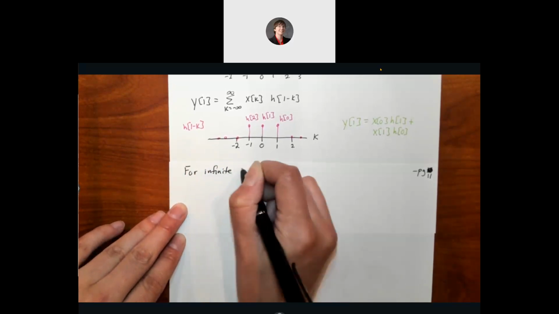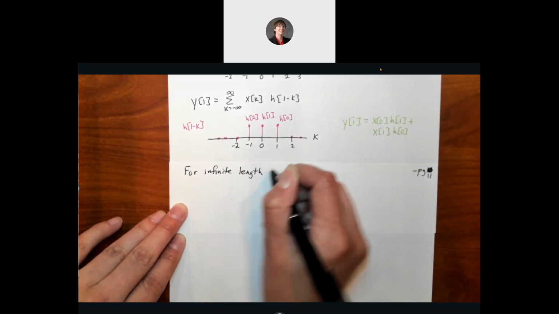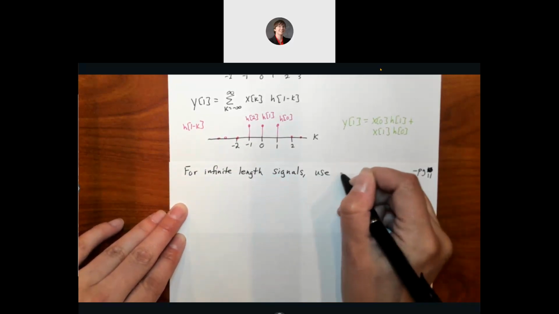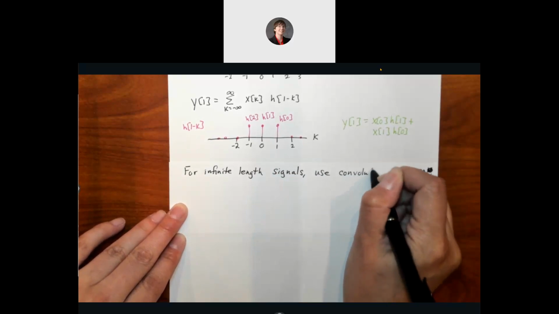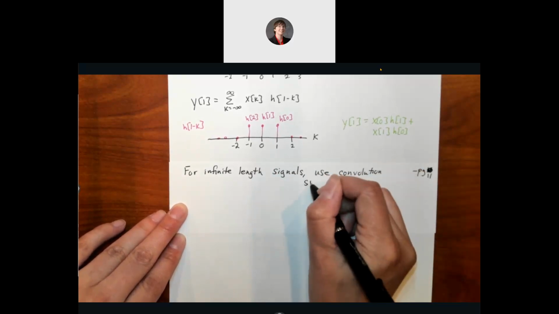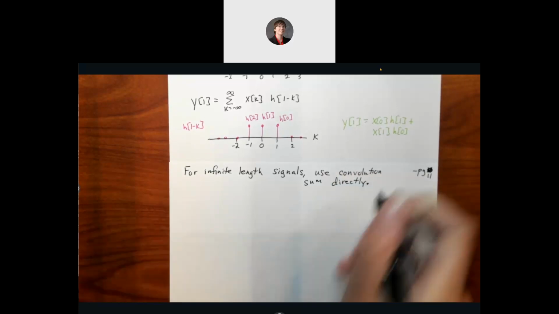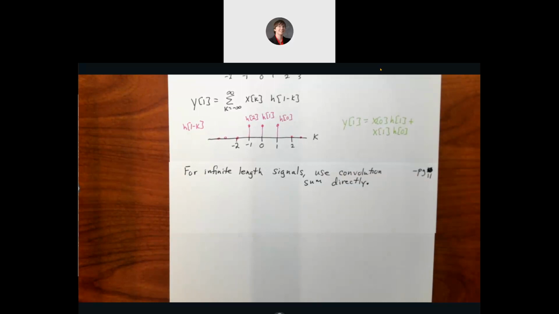So if you have infinite length signals, then typically we want to use the convolution sum directly. All right, so you might be able to see some patterns. Typically, it's a little bit harder to do that when you have infinite length ones.